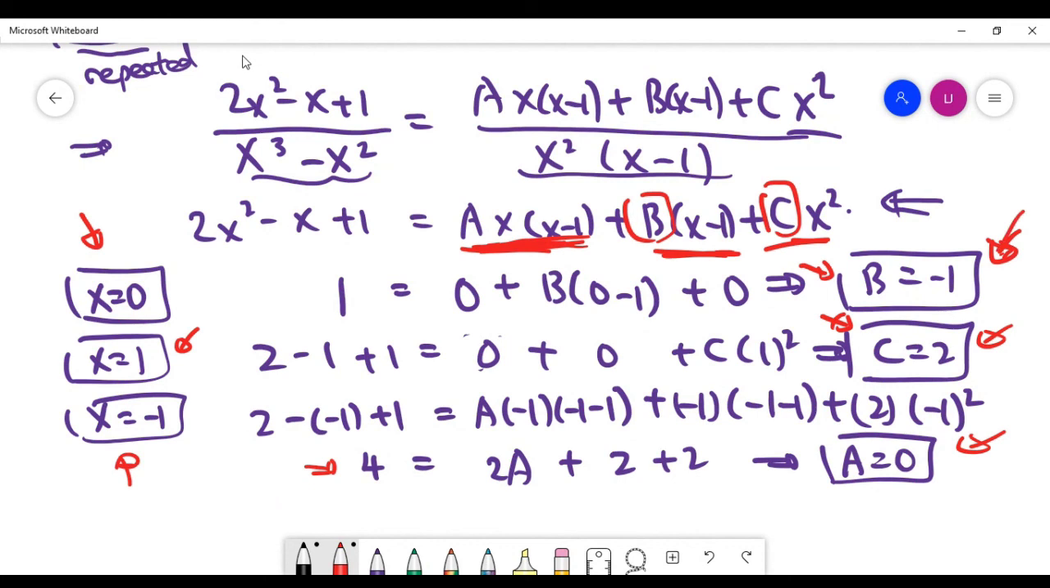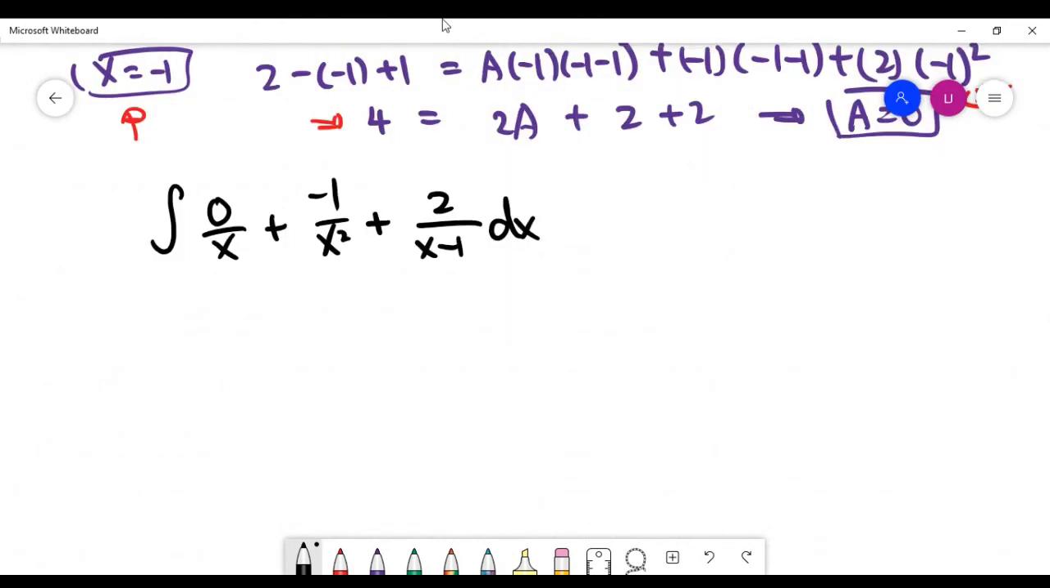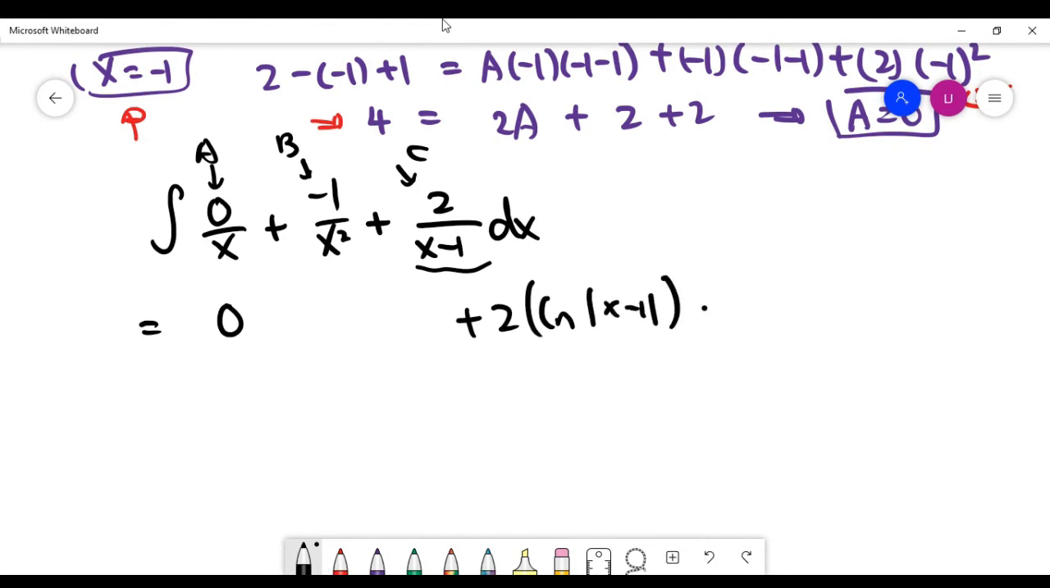So let's keep it in your mind. We'll try to do the integration now. So you see, essentially, you're asked to integrate this after putting the values a, b, c in. And the first term, of course, is 0. And the last term has the degree 1 factor in the denominator. So we can easily write it as 2 times ln of x minus 1.